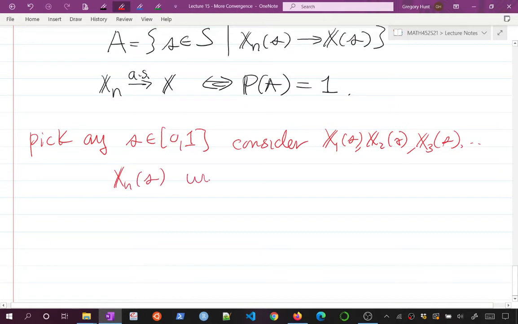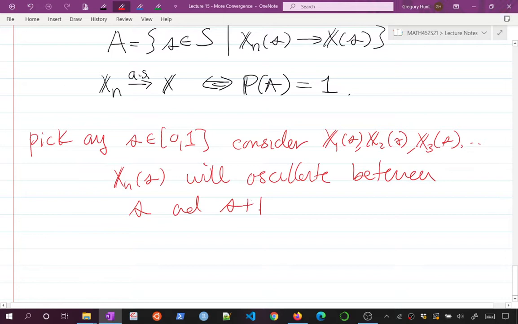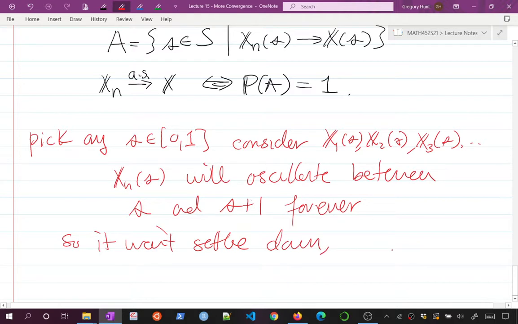X of s will oscillate between s and s plus 1 forever. Because you can always pick something, it's going to divide up the unit interval into more slices, and it's going to oscillate back and forth between those values. So it won't settle down. And therefore, it has no limit.